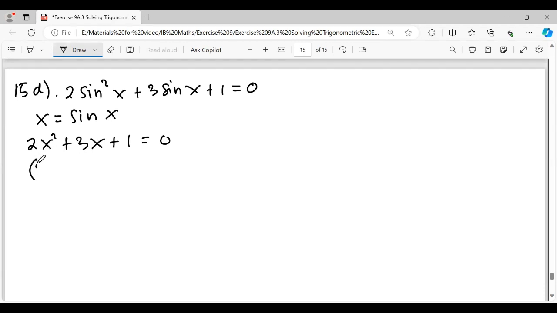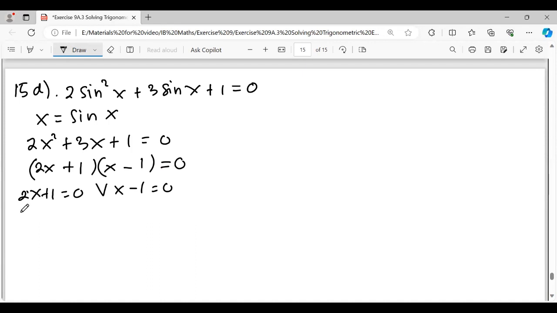And the factorization: 2x plus 1 equals 0, or x plus 1 equals 0. So 2x equals negative 1, x equals negative half, or x equals negative 1. I'm going to move into this space.